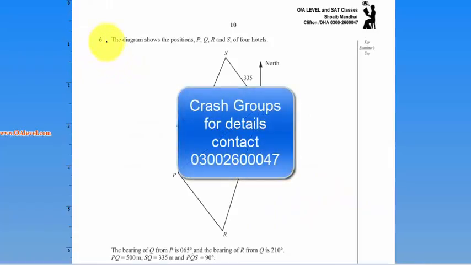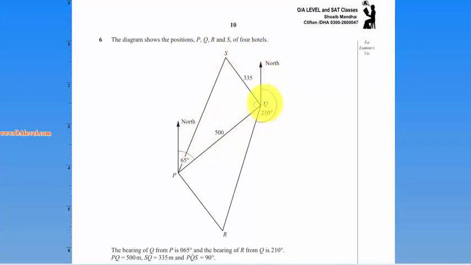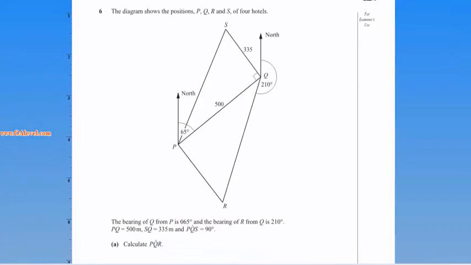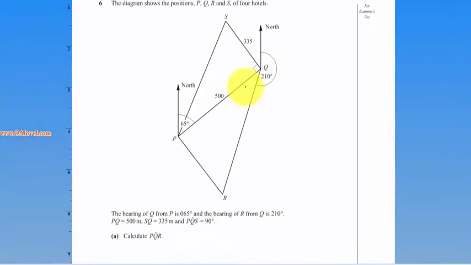Okay, starting with question number 6, we have the 4 points P, Q, R and S in the figure, with the bearing of Q from P 065, bearing of R from Q is 210, PQ 500, PS 335 and PQS 90 degrees. Calculate PQR. We need to find PQR.